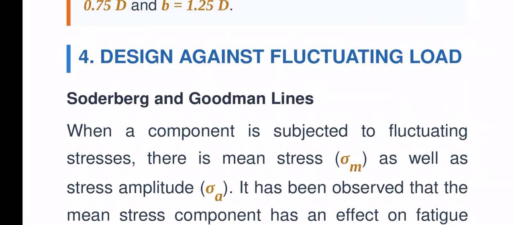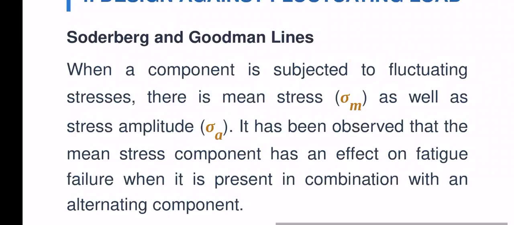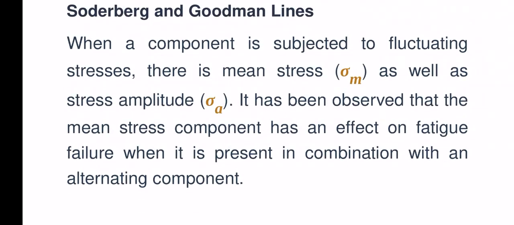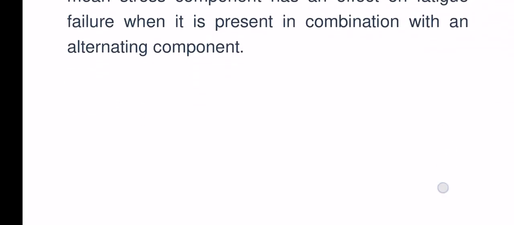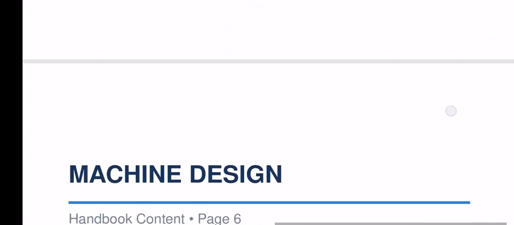Design against fluctuating load. Soderberg and Goodman lines. When a component is subjected to fluctuating stresses, there is a mean stress sigma m as well as a stress amplitude sigma a. It has been observed that the mean stress component has an effect on fatigue failure when it is present in combination with an alternating component.